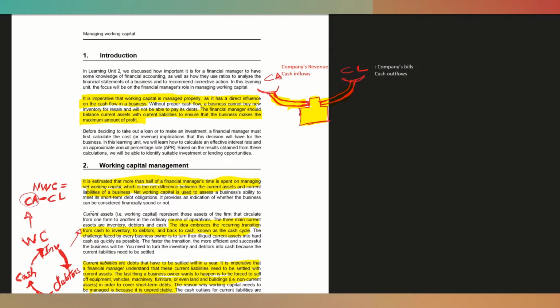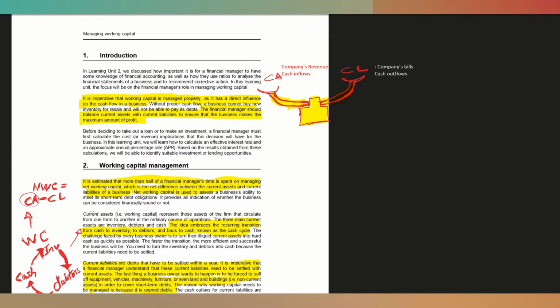Proper cash flow is required for any business, and without that, a business cannot buy new inventory for resale or will not be able to pay its debt. You now understand why I am using a scale, to picture that it's all about proper balancing of current asset with current liability to ensure that the business makes the maximum amount of profit.